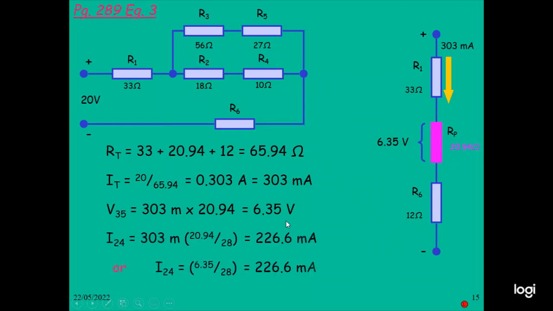So I24 you also have to calculate. So that will be the 6 by 35 volt divided by the 28. So you got the 22 to 6 by 60. 6 milliampere you got it.